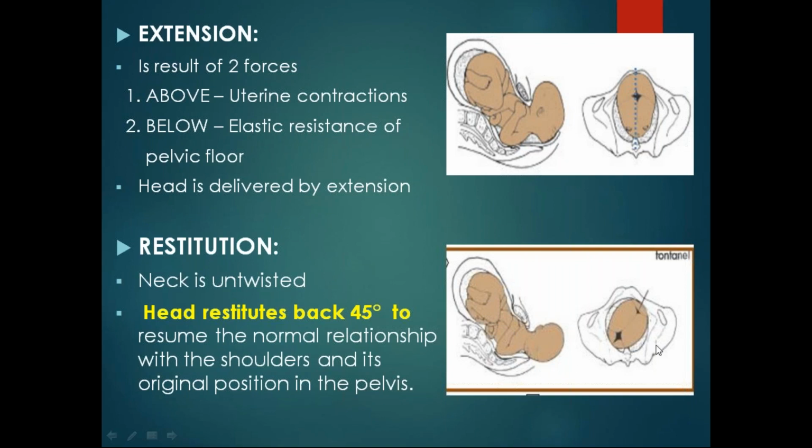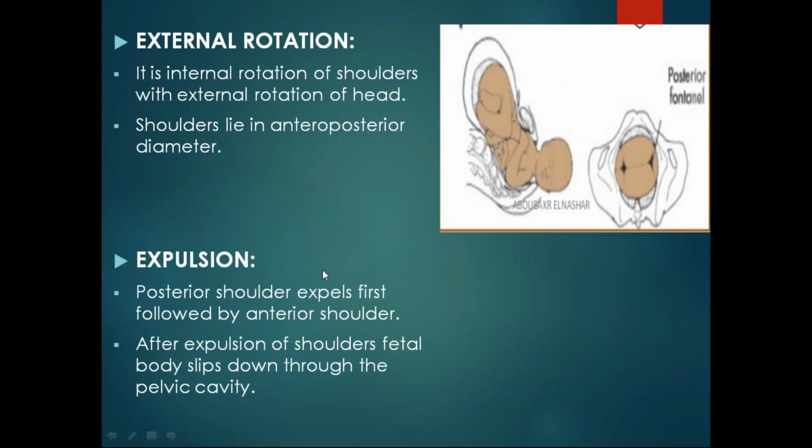And this untwisting is called restitution. So the head had gone into the anteroposterior dimension, now it comes out and restitutes, gets back to its original direction. So it resumes its original normal relationship with the shoulders at its original position, pelvis. So the twist that was there on the neck gets untwisted. That's called restitution. Now the shoulders are in the oblique direction.